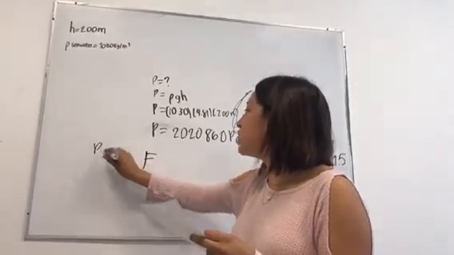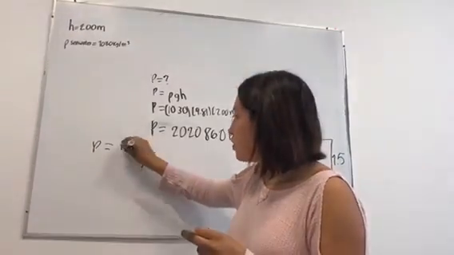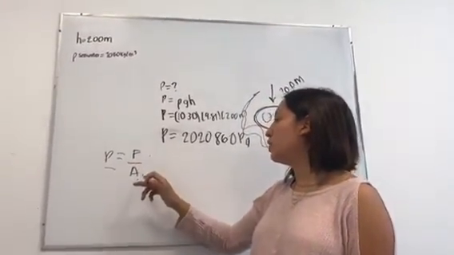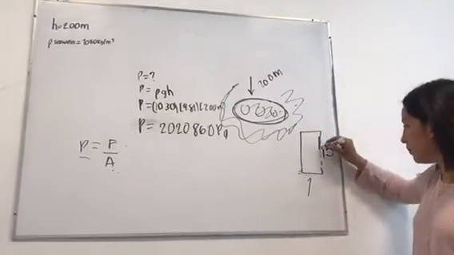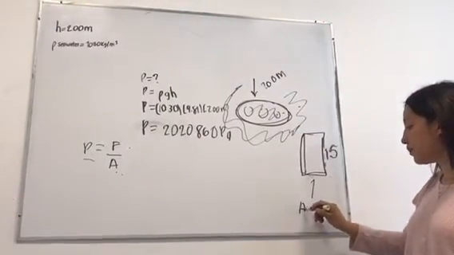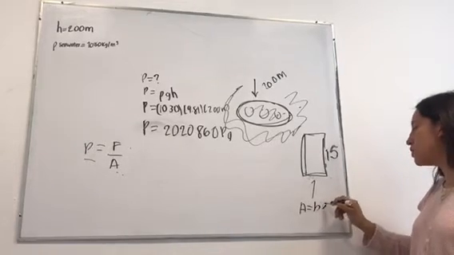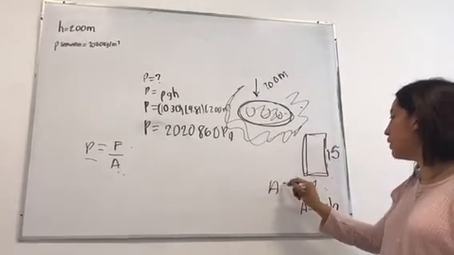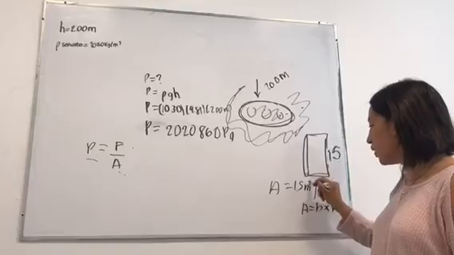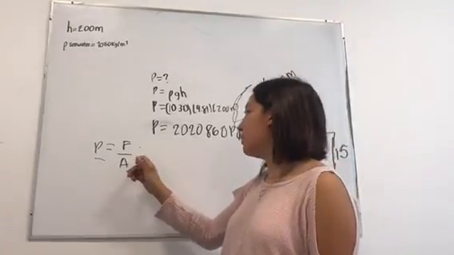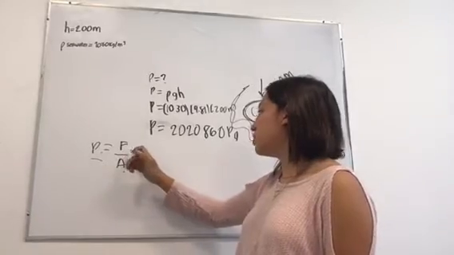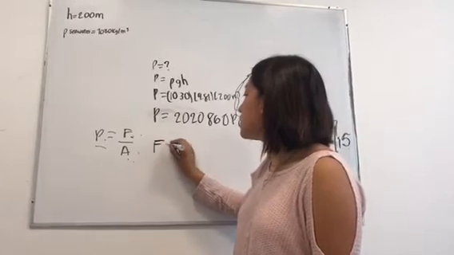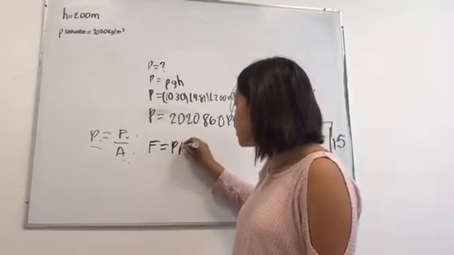So now we have pressure, we're going to calculate force. With this formula, pressure is the same as force over area. We're going to calculate force and we can calculate area. So we have these measures. To calculate area is base times height. So it's 1.5 times 1, so the area is going to be 1.5 meters squared.